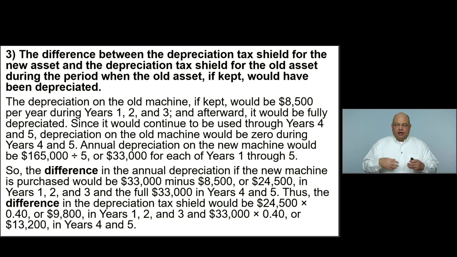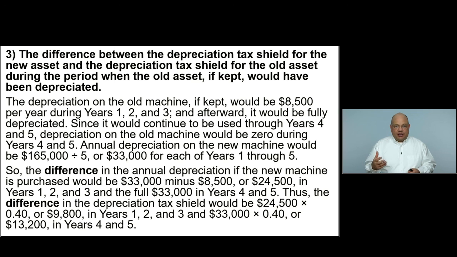Now the third item is a little bit more involved. It's the difference between the depreciation tax yield for the new asset and the depreciation tax yield for the old asset. Okay? What that difference is going to be. So on the old machine, it would have been $8,500 per year for years 1, 2, and 3, and then nothing for years 4 and 5.